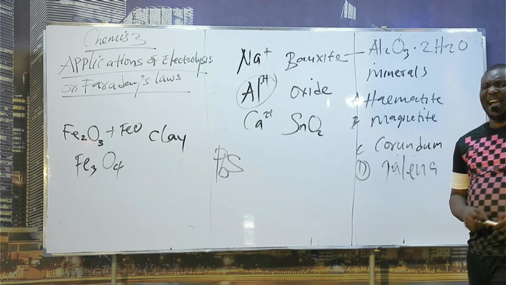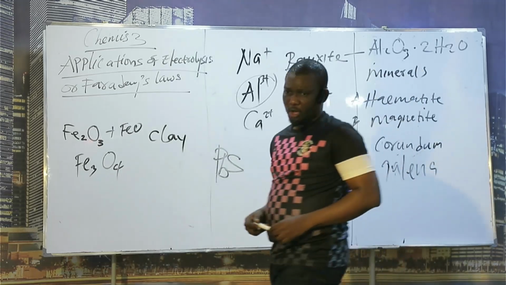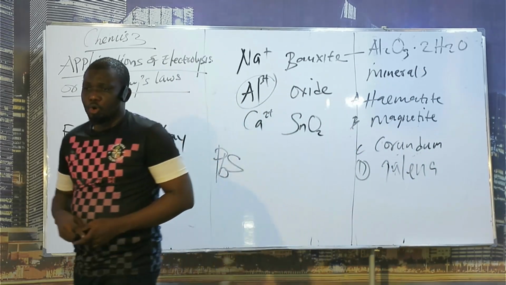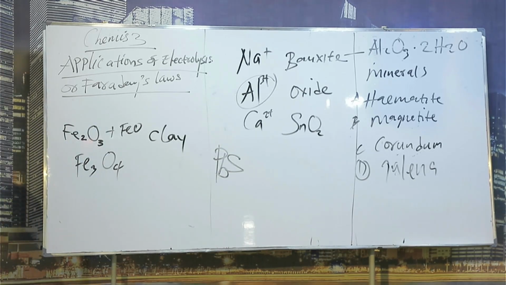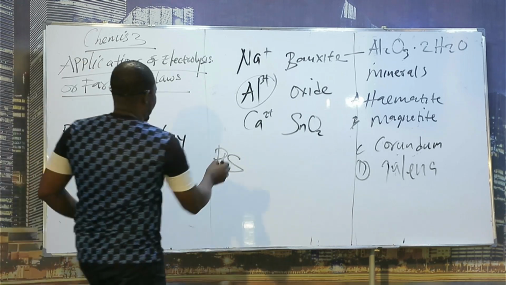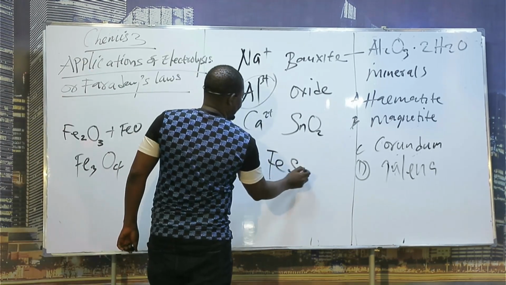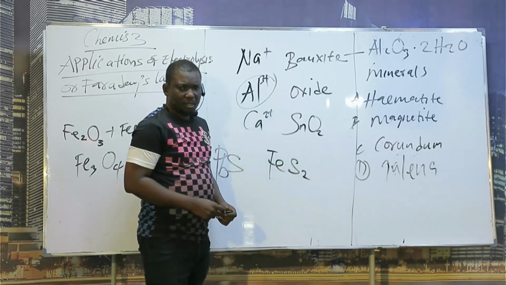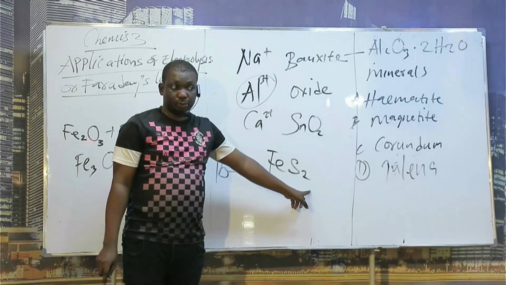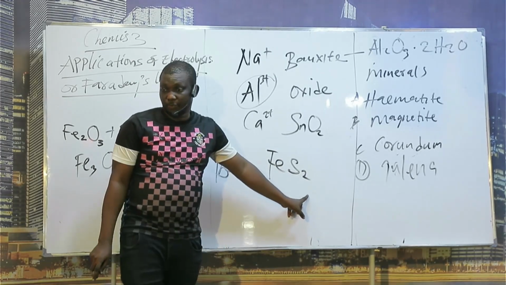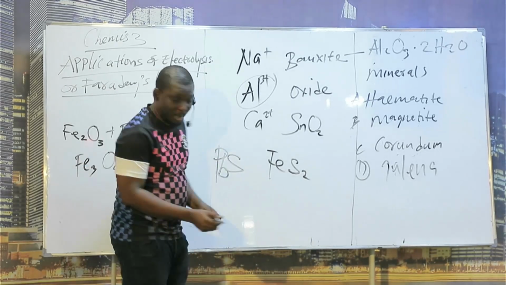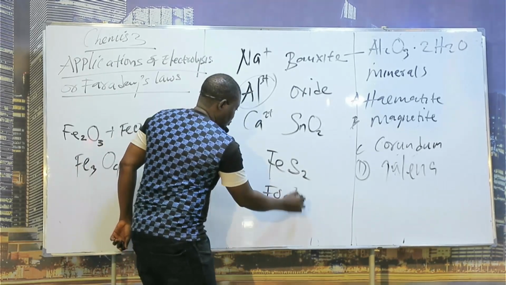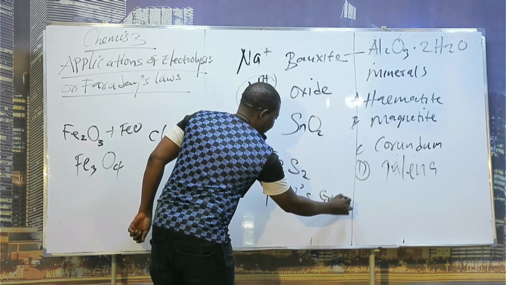There's another one we call iron pyrites, another ore of iron. Which class of ore can we classify iron pyrites? It's sulfide, because the formula is FeS2. The common name of this is fool's gold. It's a gold for the fools, because it looks like gold.